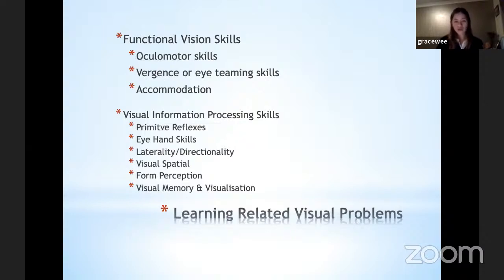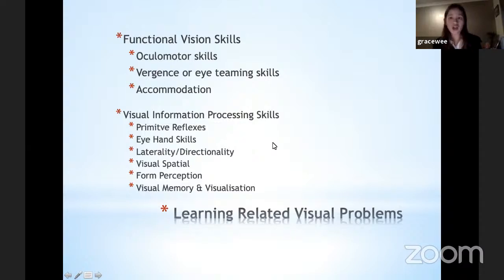Okay. So normally with vision therapy, you will need therapy on both function as well as information processing skills. Okay. But for a child that is learning to read, so they're normally like 5, 6, maybe 7 years old, I'll be doing more vision therapy on these skills here, the perceptual skills, but I will also be doing a little bit on functional skills as well. You don't neglect those functional skills.